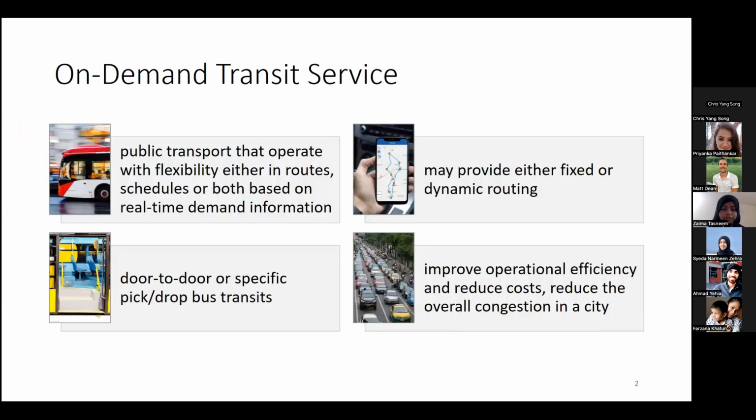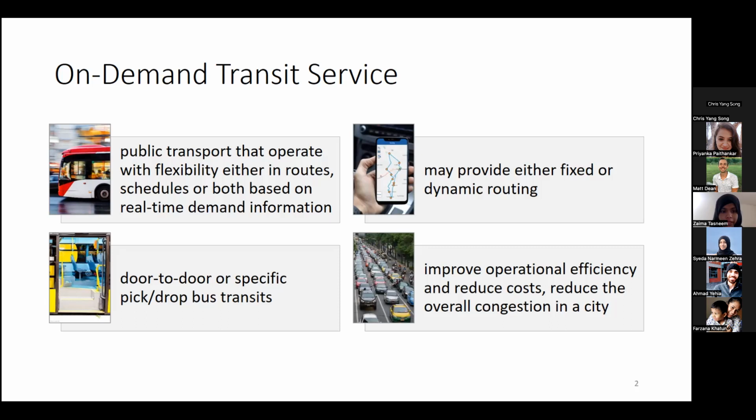So at first, we all know how Uber works. We all know how Uber operates, and we're all very familiar with using Uber. So on-demand transit service is a similar concept, but in this case, it's being employed not in private cars, but in transit buses, where you can actually book a ride in a bus and they would take you from your origin stop to a destination stop using fixed or dynamic routing. And in doing so, it will improve the operational efficiency, reduce cost, and eventually reduce the overall congestion in a city.